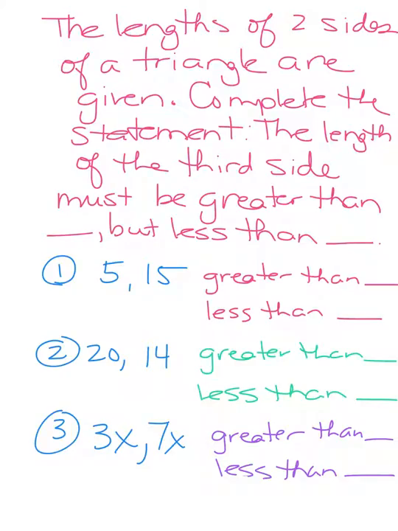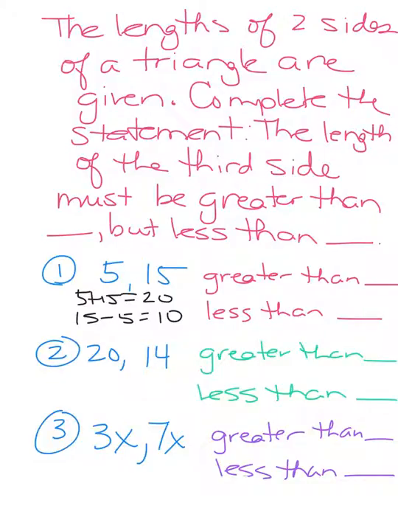Let's take a look at our directions for the last examples for today. It says the lengths of two sides of a triangle are given. Complete the statement. The length of the third side must be greater than blank, but less than blank. So let's look at number 1. I have 5 and 15. So one thing I'm going to do is add these values, and when I add them, I get 20. And the other thing I'm going to do is subtract them, and when I subtract them, I get 10. So let's see what this means.